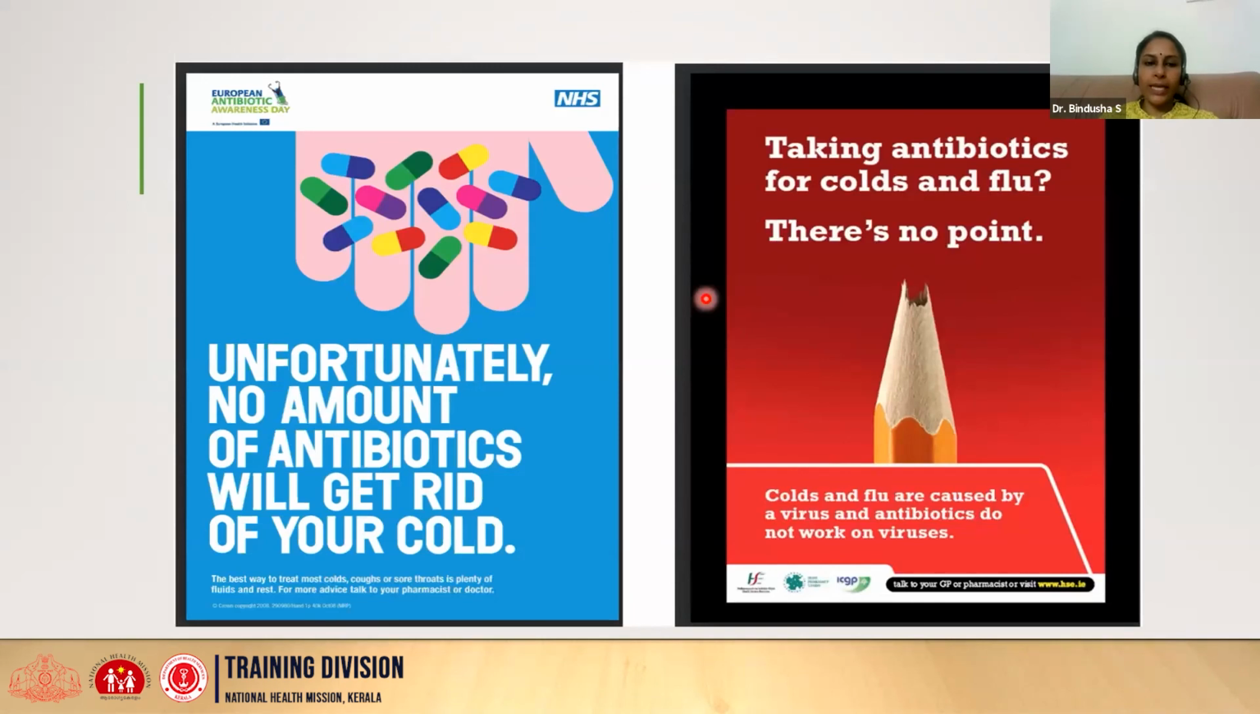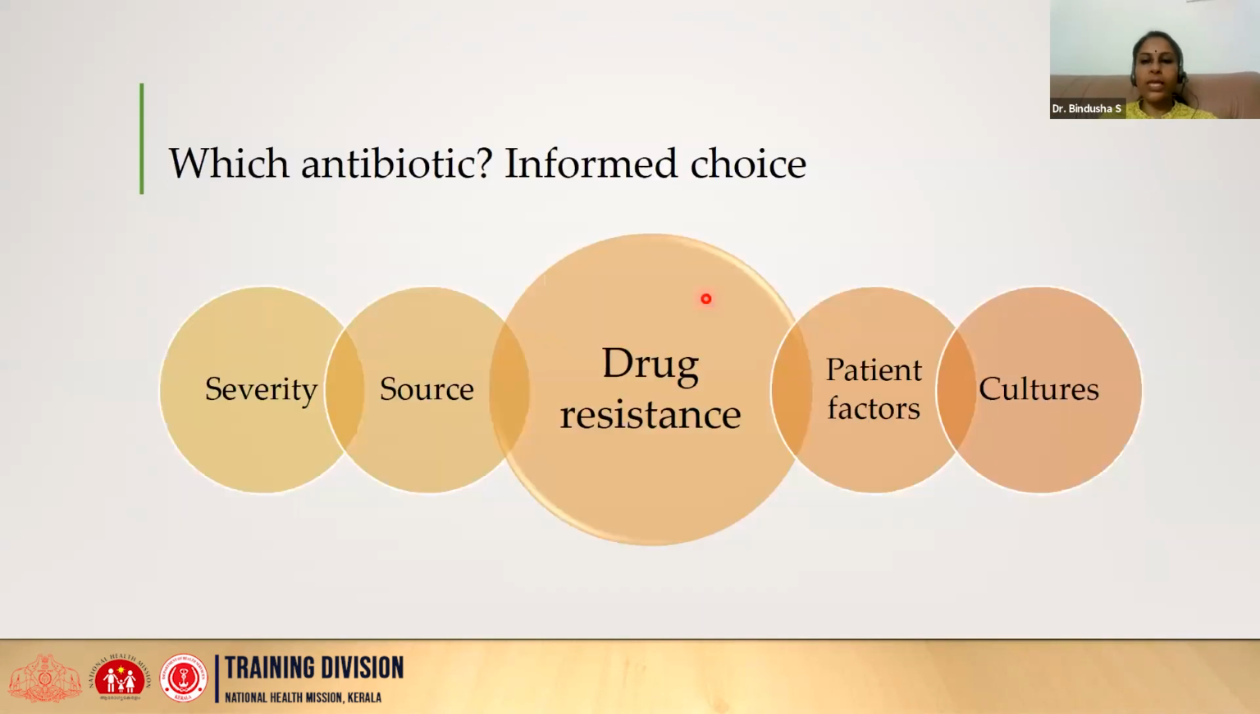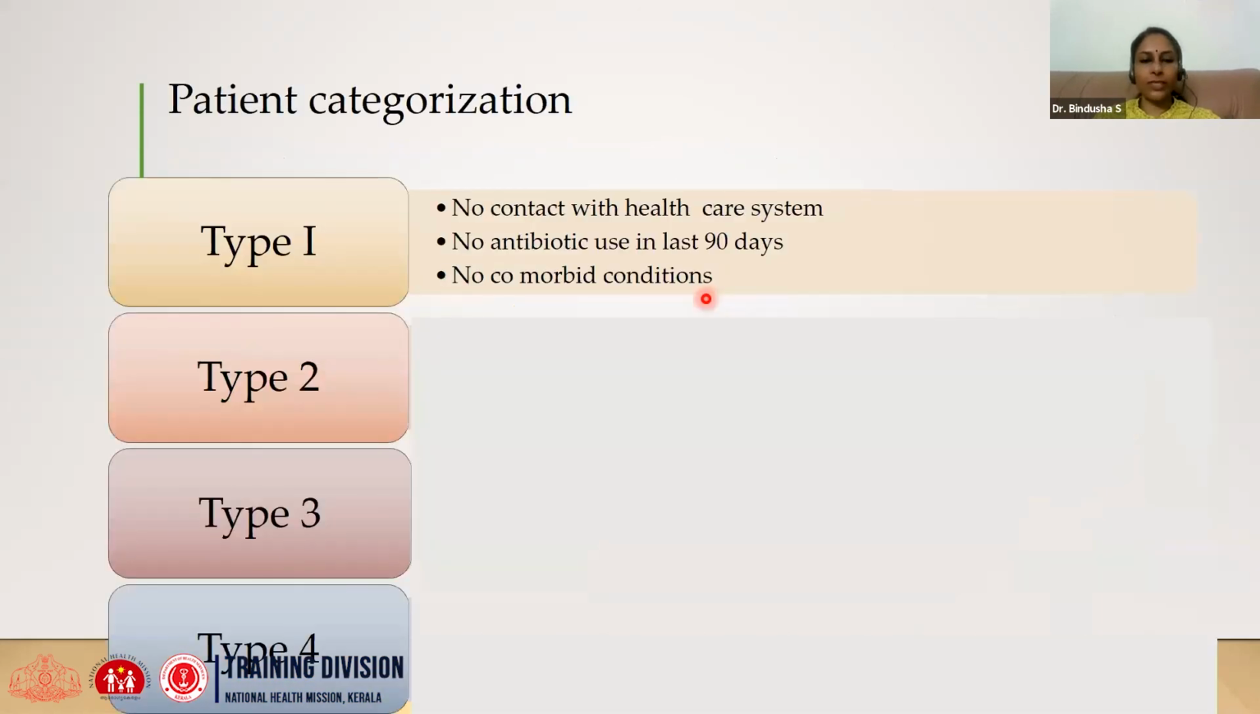Okay, that completes our source. Then the selection of antibiotic will depend upon the chance of our patient harboring a resistant organism. For that, we can divide the patients into different groups depending upon the contact with the healthcare system, antibiotic use, and presence of comorbid conditions.